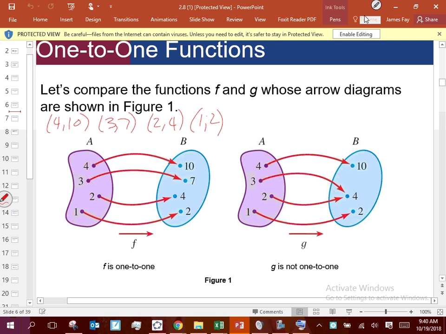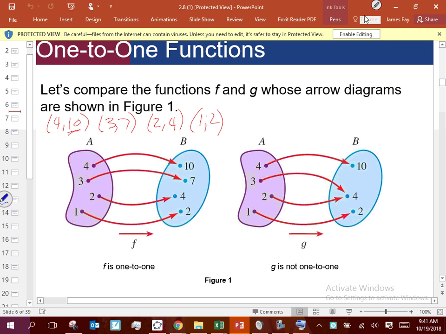Okay? That function is also what we call one-to-one because reverse it. Start with your y value. Is 10 ever paired with any other x value other than 4? No. Is 7 ever paired with any other x value other than 3? No. Okay? So that is one-to-one. We can go through the other two ordered pairs and see the same thing.